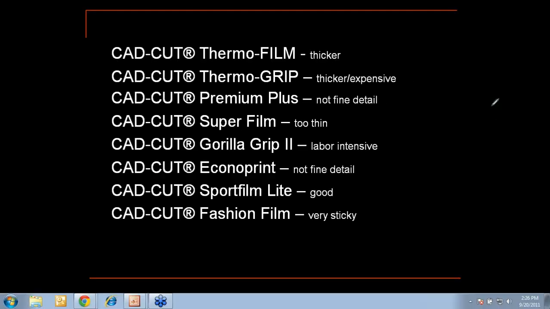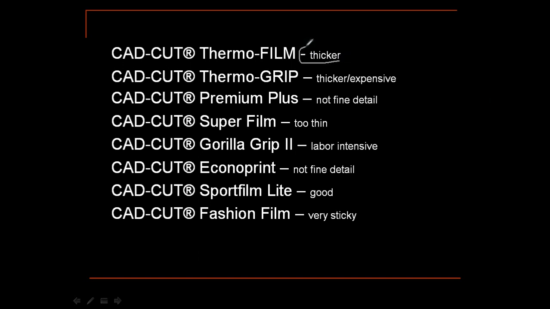Okay, so if you follow along here, the first thing we know is CatCut thermofilm. Yes, it'll work on cotton or cotton polyester blends, but it is a little thicker finished result than some of the other products. Thermogrip would just be way expensive to put on a t-shirt. It's thicker and expensive, so thermogrip on a t-shirt would probably be a waste of your money, in my opinion. Thermofilm, great. It's just a little thicker, but thermogrip, definitely not.